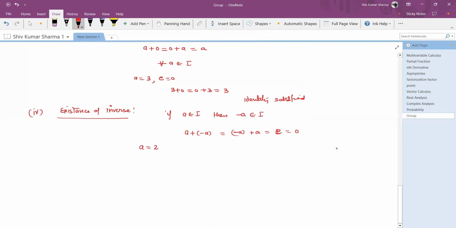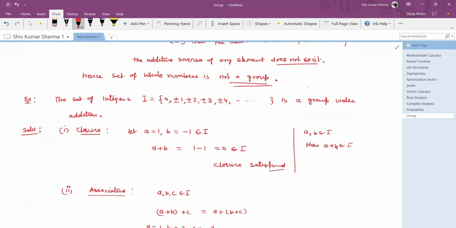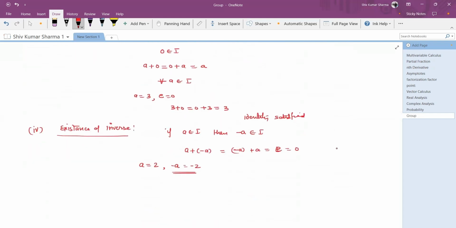What is the additive inverse of 2? The additive inverse of 2 is -2. So minus a is equal to -2. So you can see that every element has an additive inverse. 1 is -1, 2 is -2, 3 is -3, 4 is -4, 5 is -5, and so on. So every element has the additive inverse.